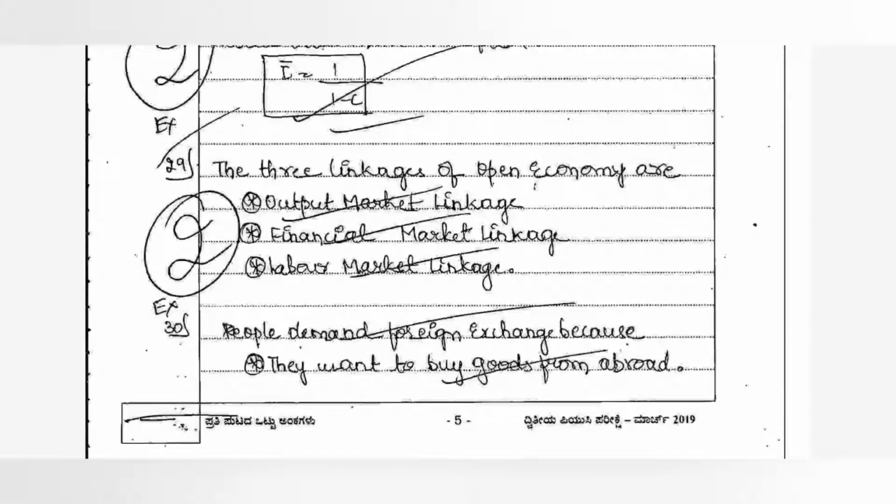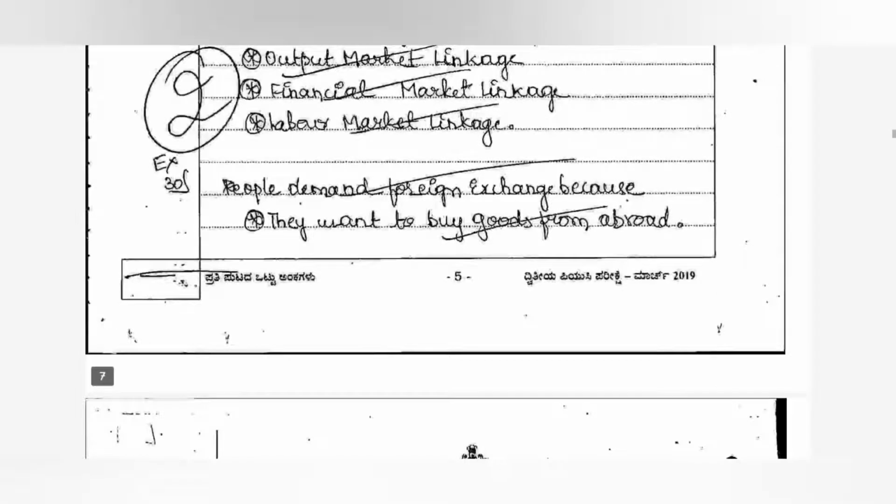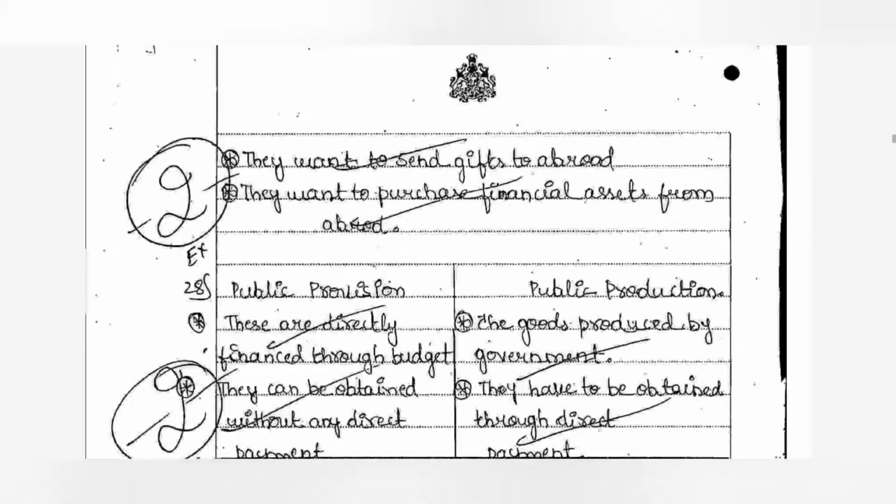29th question: what are the three linkages of open economy? This is reduced. Anyhow, they are output market linkage, financial market linkage, and labor market linkage. 30th question, why do people demand foreign exchange? We demand foreign exchange to buy goods from abroad, to send gifts abroad, or to purchase any financial asset from abroad.